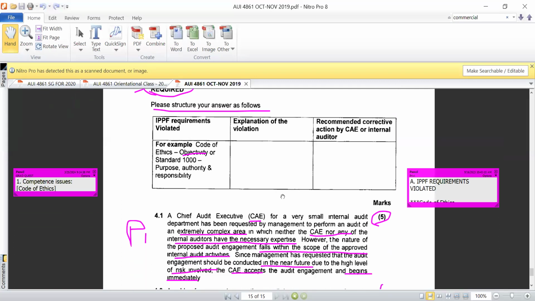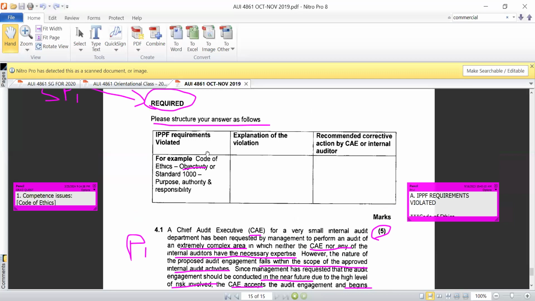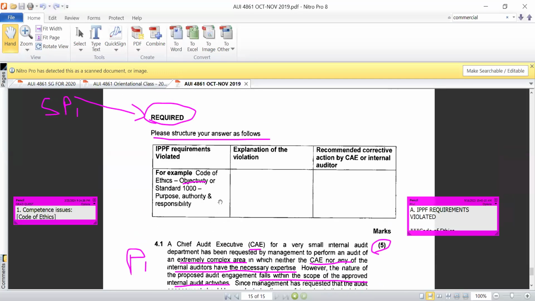Now mark allocations should also guide you. I can assure you for column 1, you can probably get like 2 marks because there can be more than one IPPF requirement that has been violated. For column 2, it can be 1 mark, and then for column 3, 2 marks, and for this one also probably 2 marks. It just depends, but sometimes this can be 1, this can be 2, but they've not necessarily specified it here in the table. But nonetheless, let's go through the individual case scenarios.